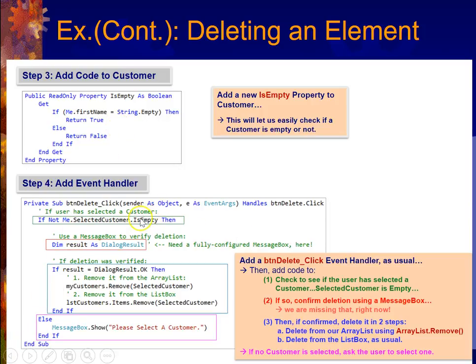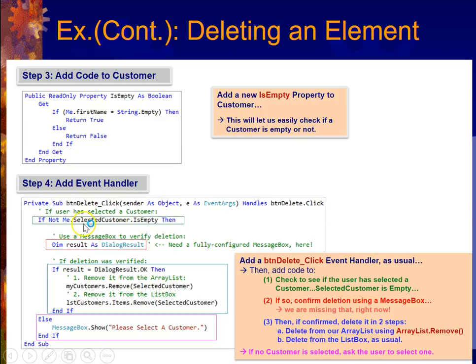So this is empty part is a property of the customer. So we're going to have to write a property into our customer code. Remember, we have a separate place where our customer code is written. So we're going to add this property to that. And you can see that this is empty property is a property of a customer.